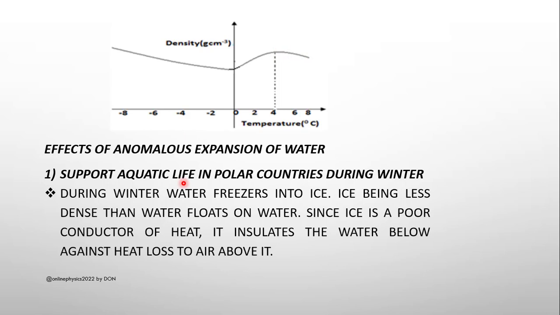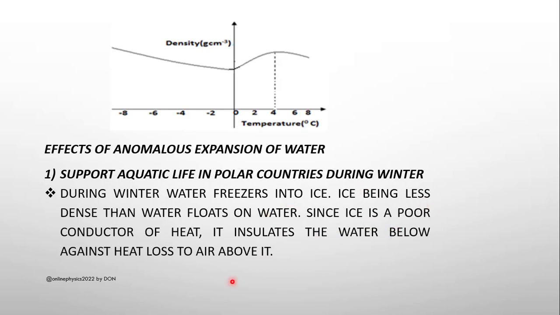So what are some of the effects of this unusual behavior of water, what we are calling anomalous expansion of water? First of all, you realize that it's able to support aquatic life in polar countries during the winter. During the winter we have water freezing into ice. So the ice being less dense than water, it floats on water. This ice that has floated on water is a poor conductor of heat. Therefore, it assists in insulating the water below against heat loss to air above it.